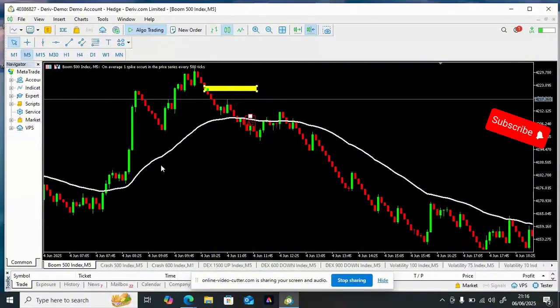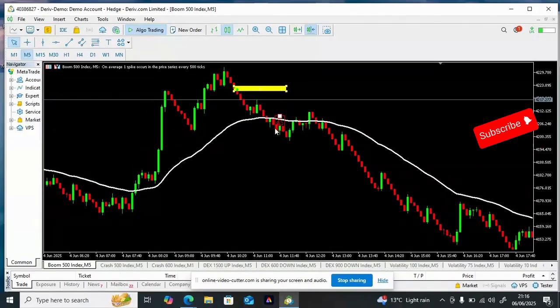so if you go on M5, you see that the market moves away from this moving average, and the moving average will start curling downwards. See this curve? See this curve? It was now curving downwards, trying to meet the market somewhere here.